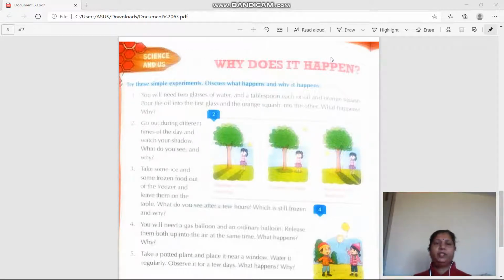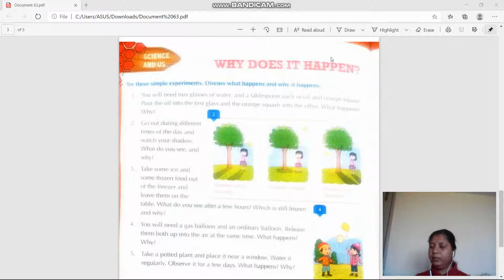Okay, so we are studying this chapter, Why It Happens. We are on the second experiment. Go out during the different times of the day, watch your shadow. What do you see and why? Our shadows are different in different situations.